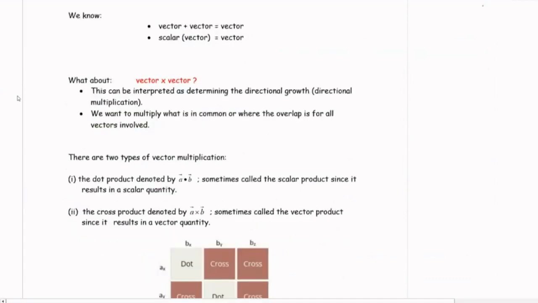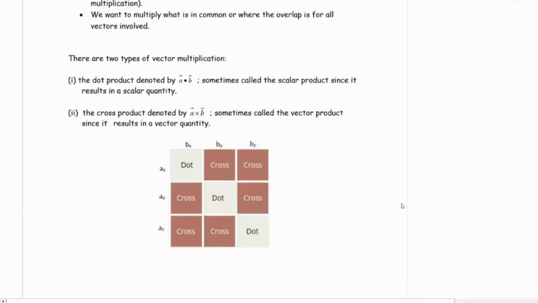Now, there are two types of multiplication that we will look at this level. In today's lesson, we're only going to cover one, the dot product. But the two types are the dot product, which is A dot B, sometimes called the scalar product because it results in a scalar quantity. And then there's the cross product denoted by A cross B. And sometimes that's called the vector product since it results in a vector quantity.